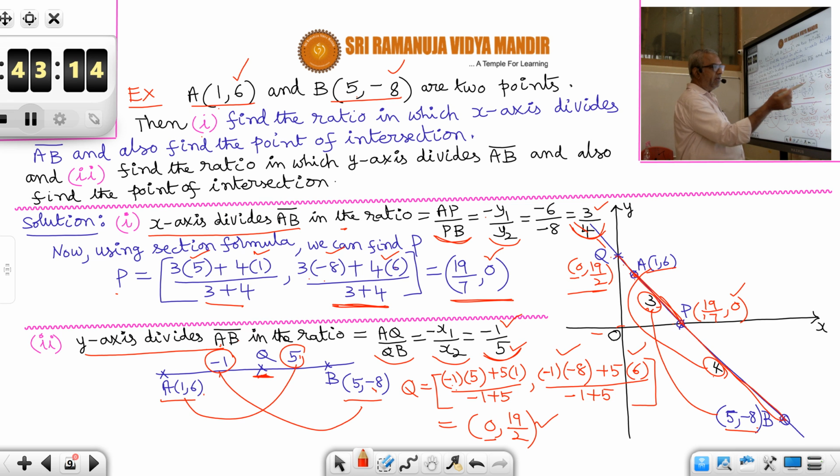Y-axis is dividing AB externally because it is not passing between A and B. Whereas x-axis is dividing line segment AB internally, it is passing in between. So that is why x-axis ratio you got 3:4, y-axis ratio you got minus 1:5. One is internal, other one is external.